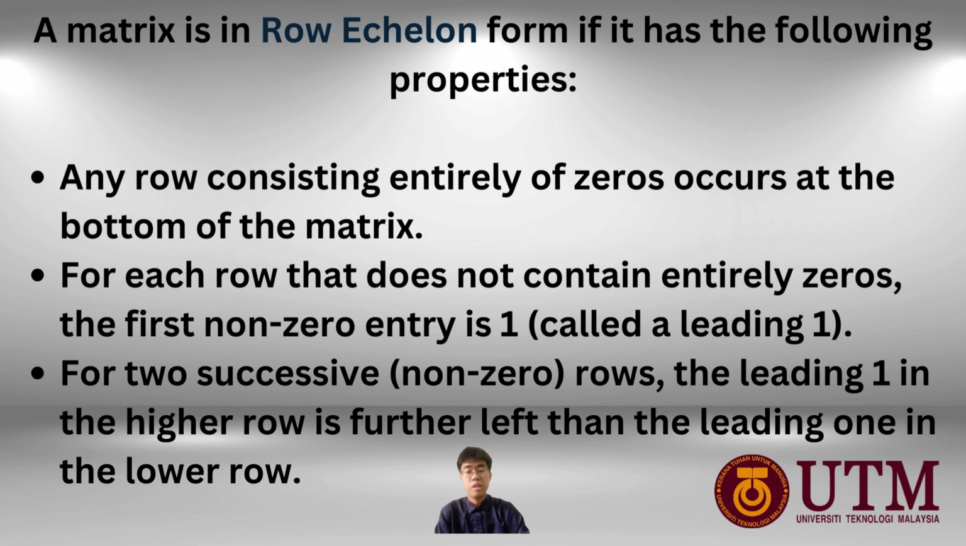Then we go back to the first point. Any row consisting entirely of zeros occurs at the bottom of the matrix, which means if we have a group of zeros, we always put it at the bottom of the matrix.